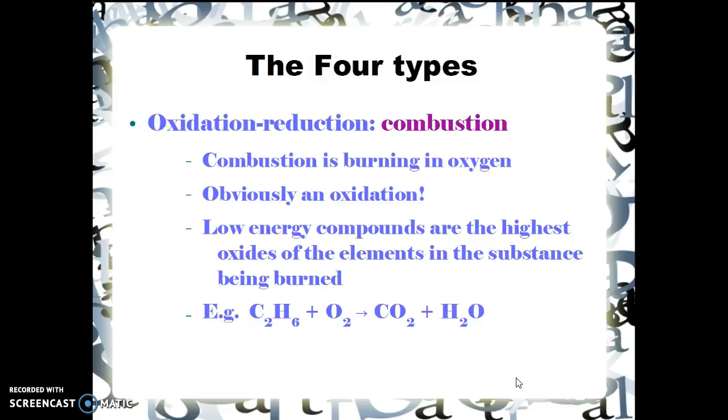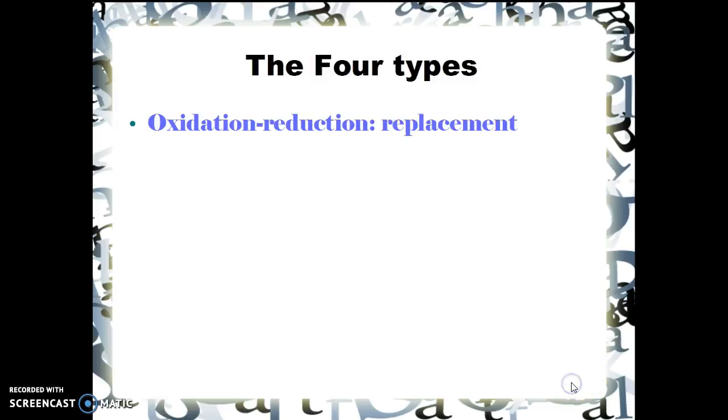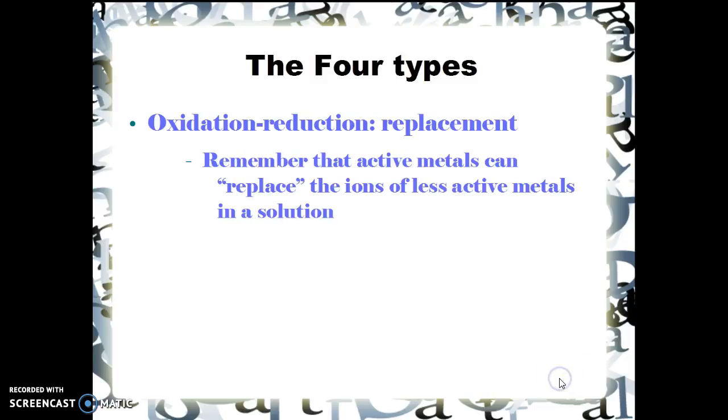So here we are with the burning of ethane gas, and this will form again two low energy compounds. You see the carbon can combine with oxygen, the hydrogen can combine with oxygen, and that's why you're getting carbon dioxide and water vapor. Now don't forget to balance the equations. That's very important. There's also oxidation reductions that are replacements. These look quite different from combustions.